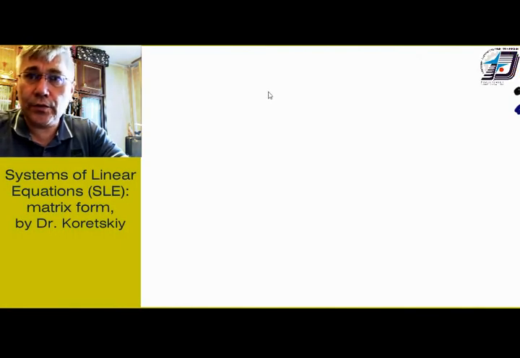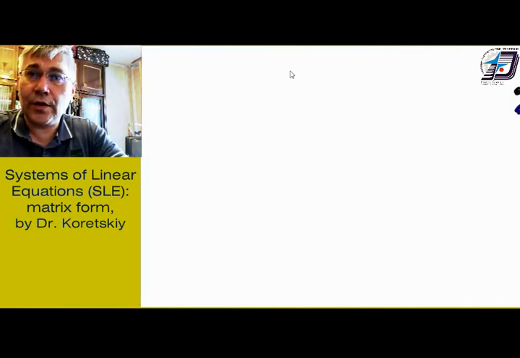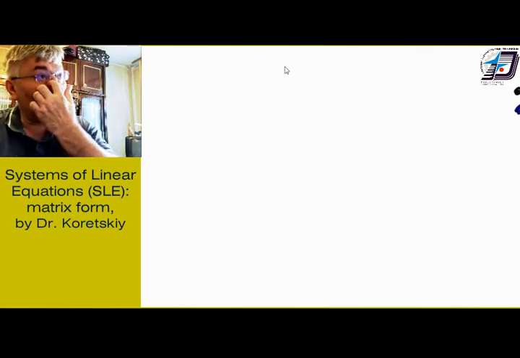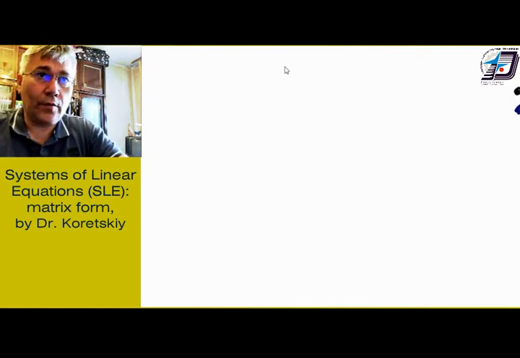Today we'll go into the new topic, and it is about systems of linear equations. We will learn the concept of the determinant of a matrix, how this concept works, and on which basis it arises.